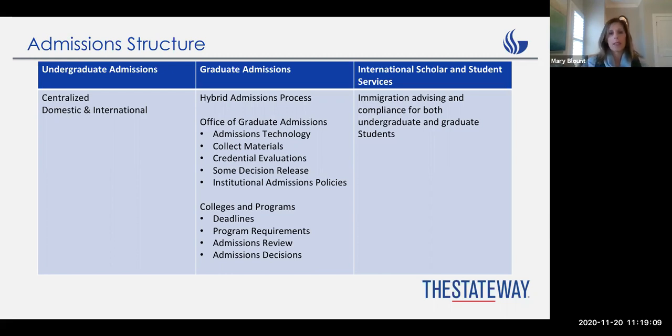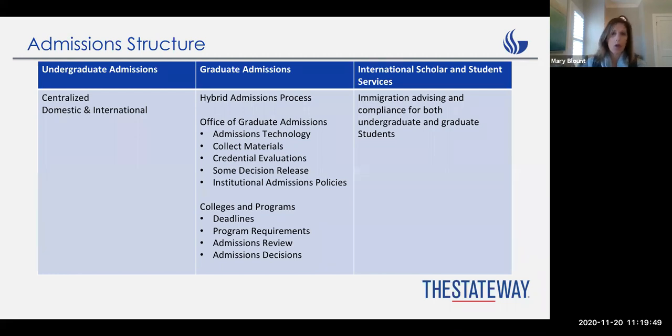The graduate school basically oversees the CRM. We use Slate. We handle the admissions technology. We handle all the collection of materials, and we do the credential evaluations for the entire school, with the exception of the College of Law. The graduate admissions office does some decision releases, but some are still at the different colleges and schools. One of the things that we do is set the institutional admissions policies. The colleges and programs are responsible for setting their deadlines and program requirements, and they do the admissions reviews and make their decisions.